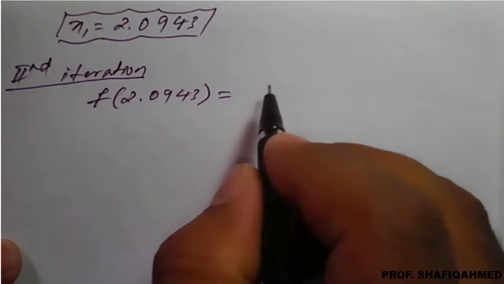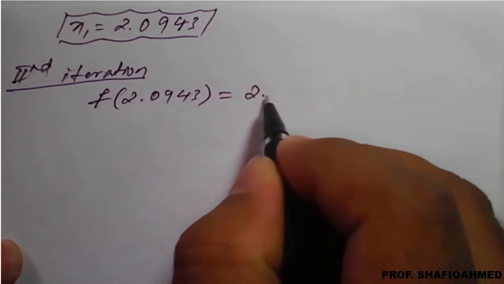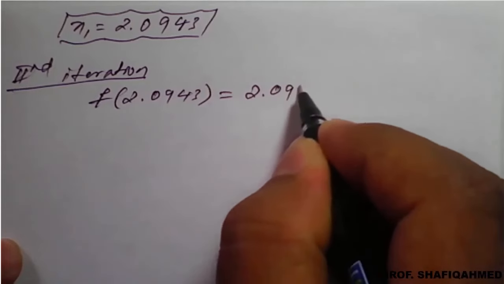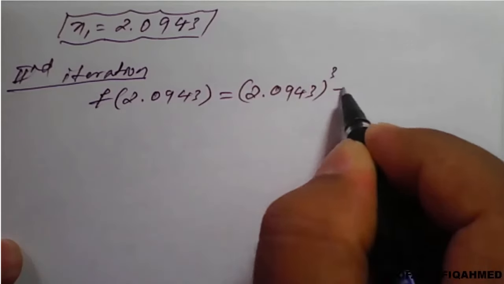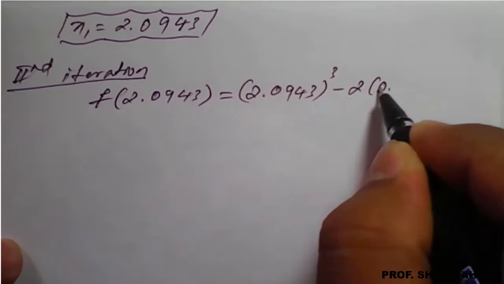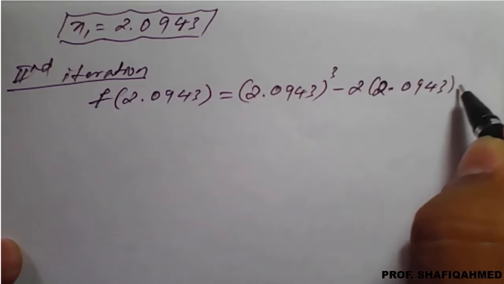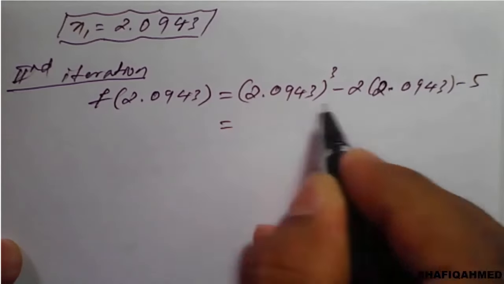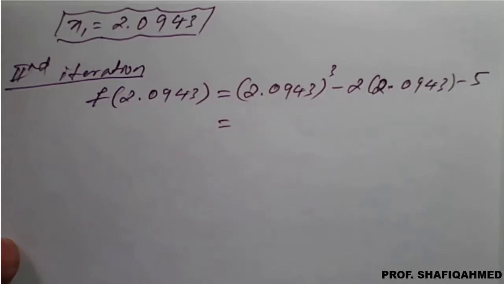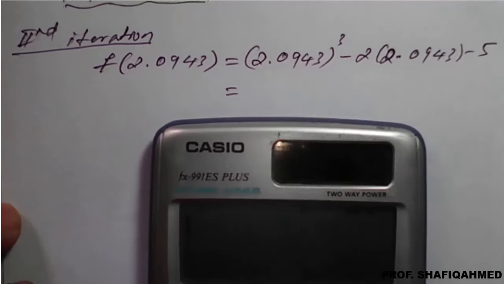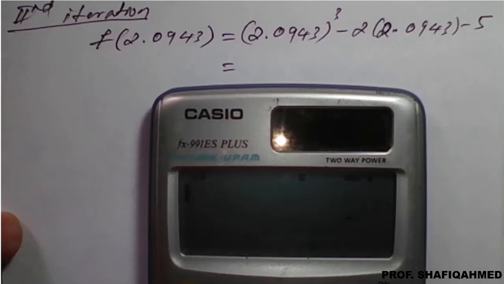It is nothing but, in the main formula, we need to apply the main equation that is given in the question. That is 2.0943 whole cube minus 2 into 2.0943 minus 5. So if you calculate this, what answer will we get? We'll see here. I will prepare a formula so it will be easy for the calculation, that is alpha x cube minus 2 into alpha x minus 5.